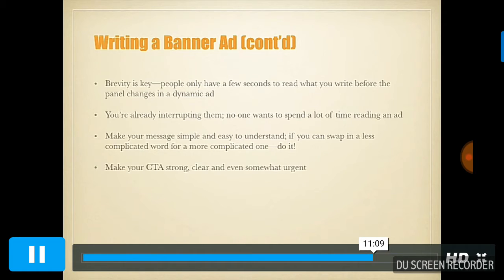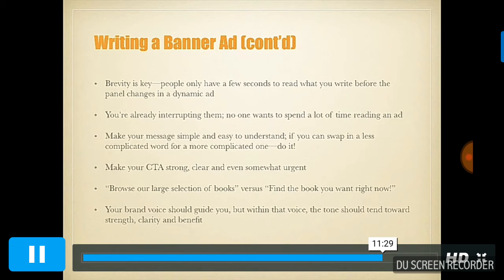And your call to action should be very strong, very clear, and even somewhat urgent, because you're trying to attract their attention and get them to take an action at that moment. So instead of "browse our large selection of books," your CTA should be something more like, "find the book that you want right now." Your brand voice should guide you, but within that voice, the tone should tend towards strength, clarity, and urgency.